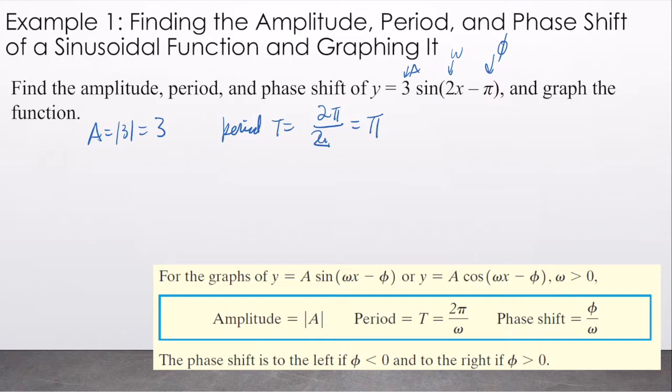And our phase shift is phi over omega, which is pi over 2. So our graph is going to be shifted pi over 2 to the right, because it's subtraction, from our standard graph of a sine function. So let's practice graphing this in 4 steps.